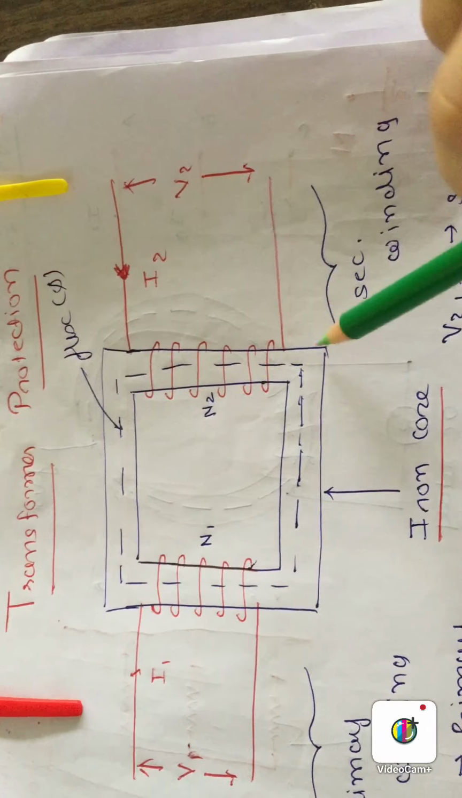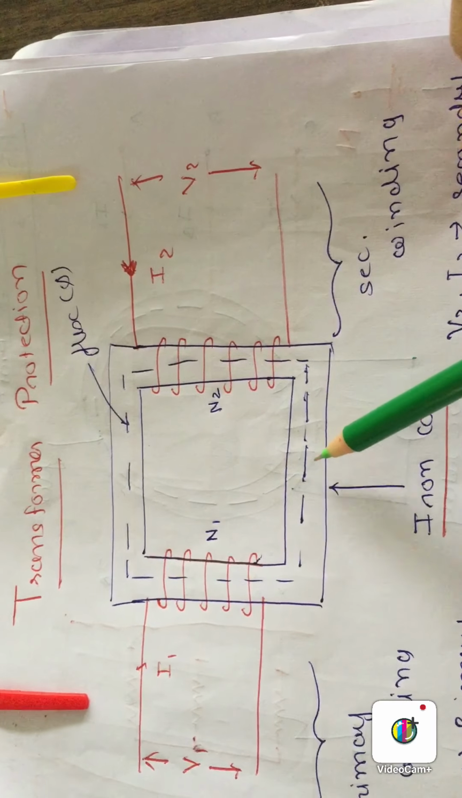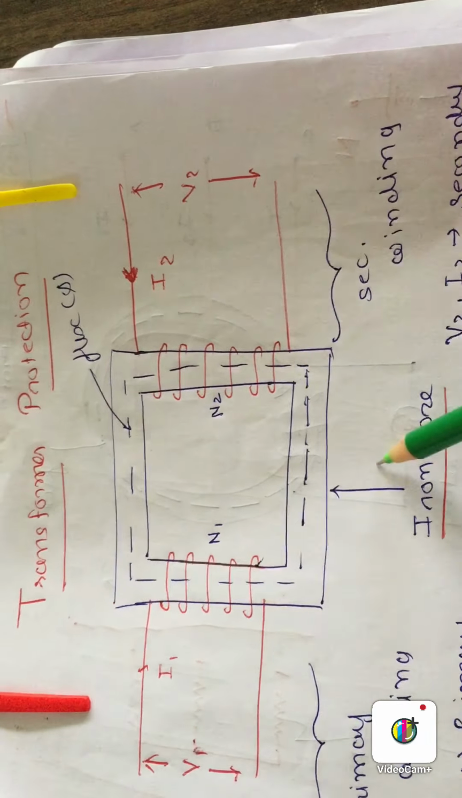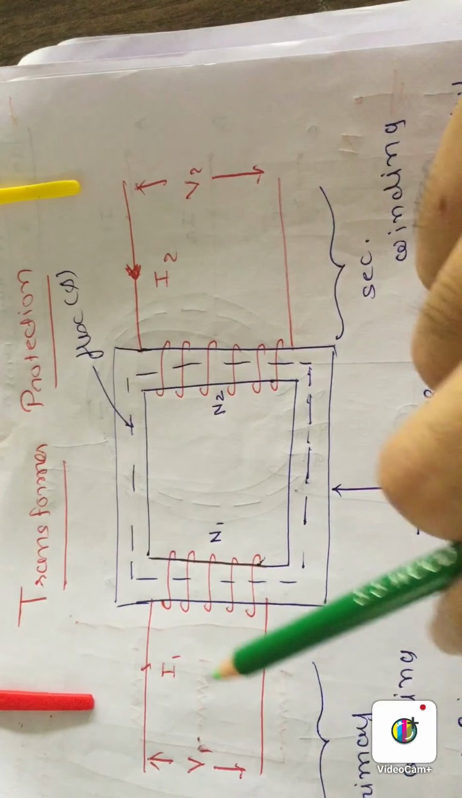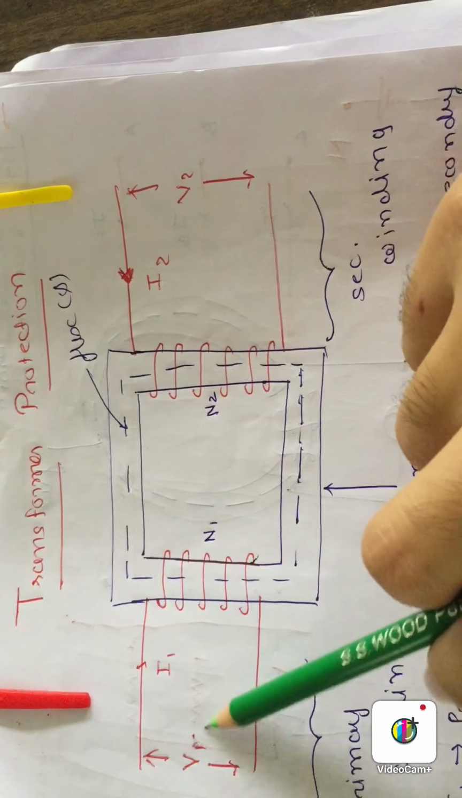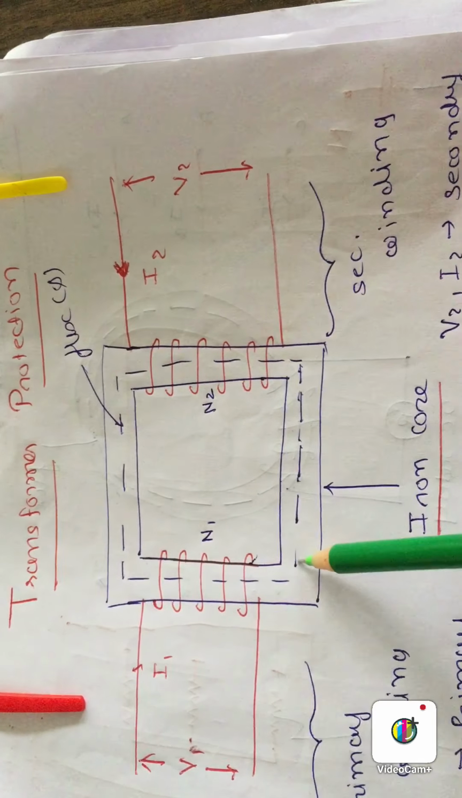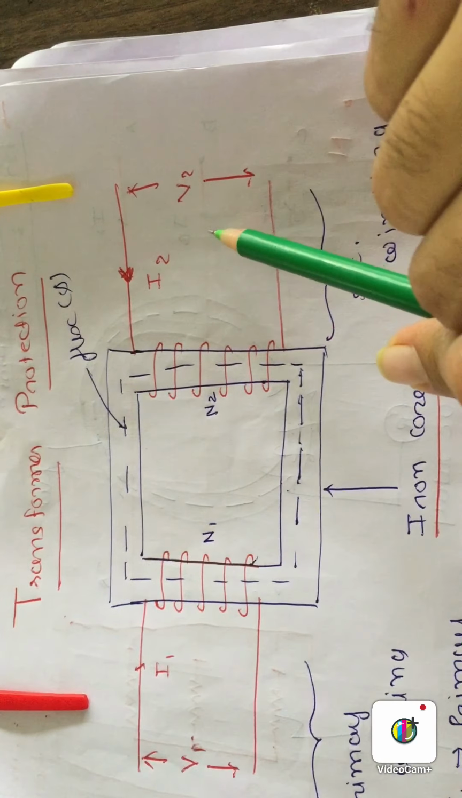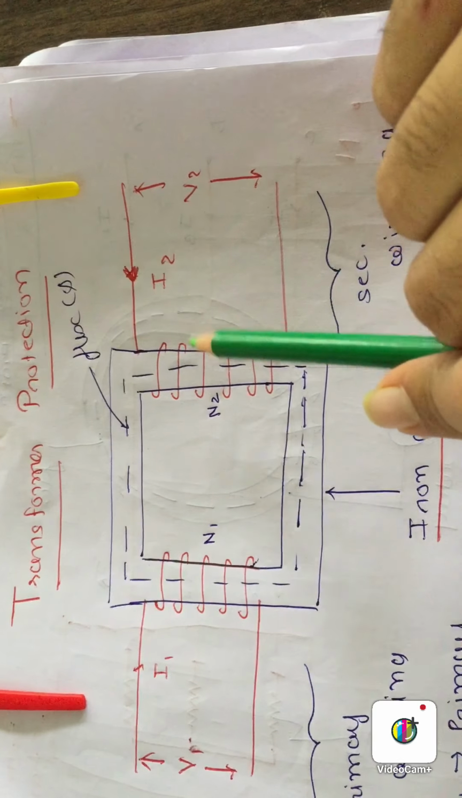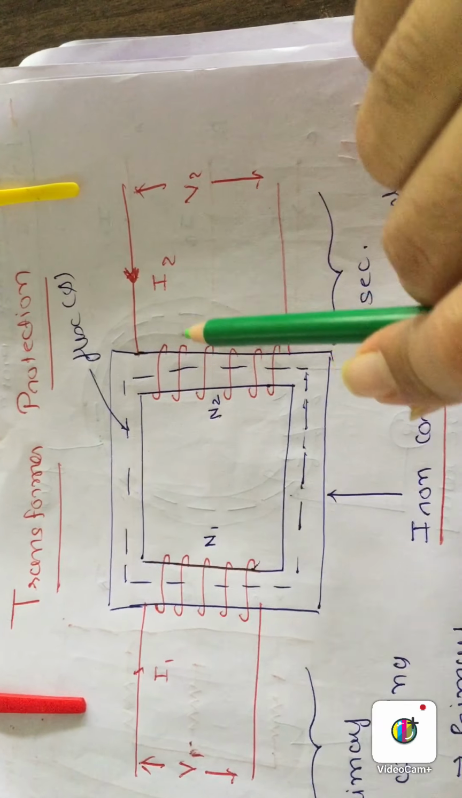This is the construction of transformer. You can see that on two limbs of iron core, two windings are available. This winding is supplied with V1, I1 and it has number of turns N1, which is wound on iron core. This is the second winding, which has voltage V2, current I2 and number of turns N2 on the iron core limb.